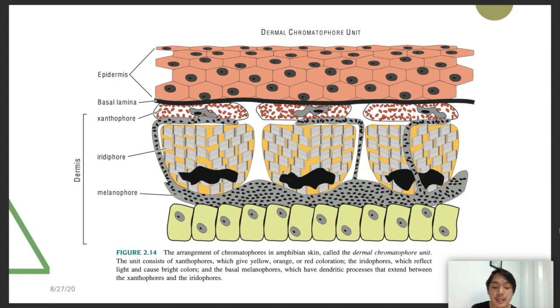This unit consists of xanthophores, which give yellow, orange, or red coloration, the iridophores, which reflect the light and cause bright colors, which frogs widely exhibit, and basal melanophores, which have dendritic processes that extend between the xanthophores and the iridophores. So these are the colors that are found in amphibian skin. For mammals, we have only one type of cell that gives us color, which is the melanocytes, and it varies from person to person anywhere in the world.